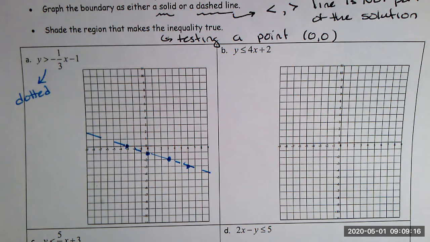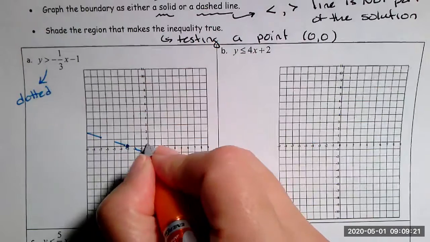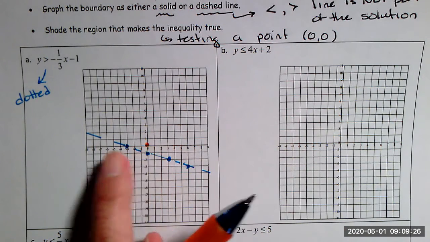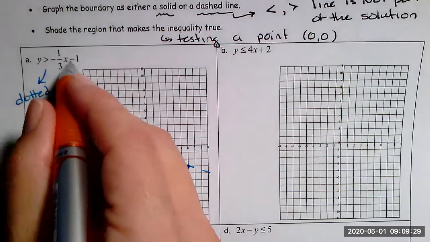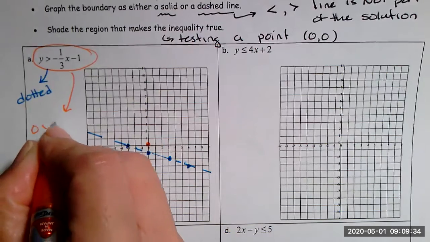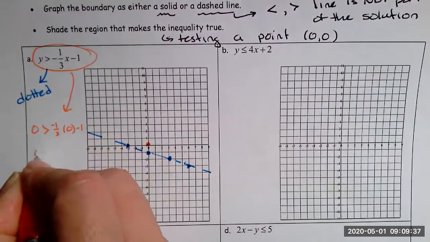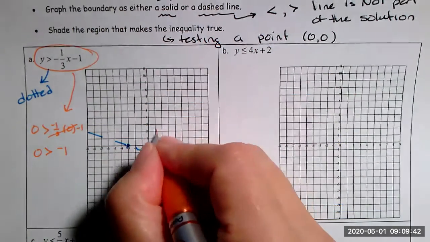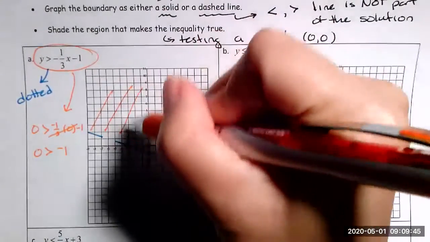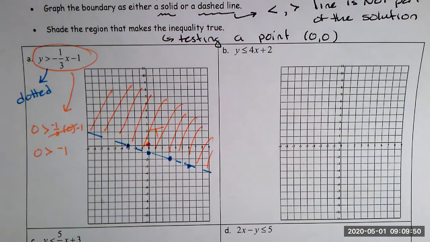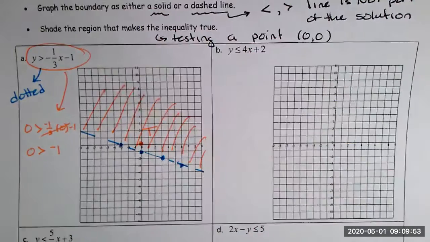Now we're at the second part. We're going to test a point to determine what side to shade. So I'm going to test 0, 0. This is the point I'm going to test. I'm either going to write a true or false there. If it's true, that's the side I'm going to shade. If it's false, I'm going to shade the other side. So I always go back to my original inequality, and I plug in my point. So 0 greater than -1. It is. That's true. So this is the side that I shade. If it were false, I'd shade the other side. All right, let's look at the next one.